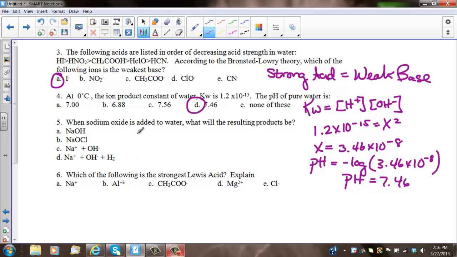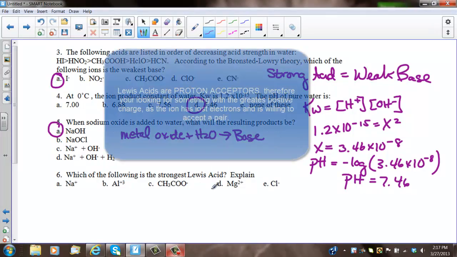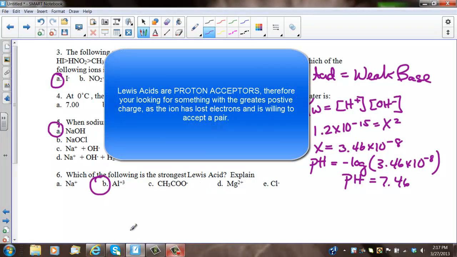When sodium oxide is added to water, what are the resulting products? Anytime a metal oxide is added to water, it yields a base, just like anytime a non-metal oxide is added to water, it yields an acid. So we're going to get NaOH. And lastly, which of the following is the strongest Lewis acid? Remember, which would be Al plus 3.